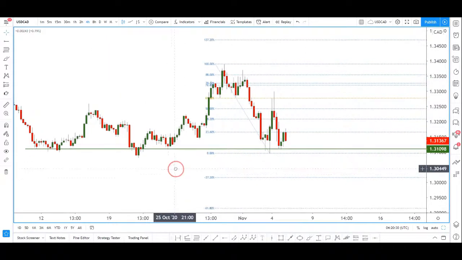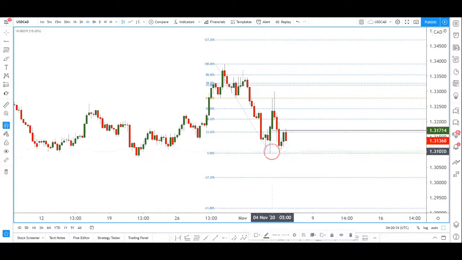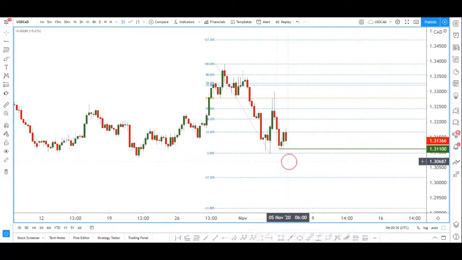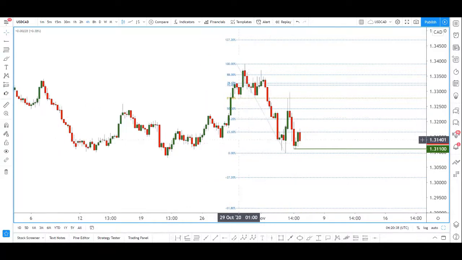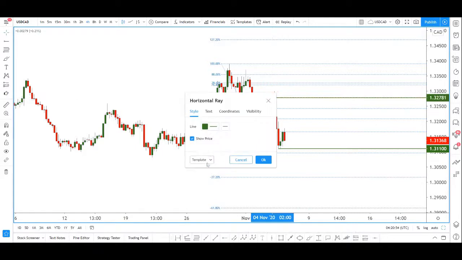On the 4 hours, I'm going to tidy this up, pulling this all the way to the end over here. We see that price has bounced off the low and reacted at the 61.8 before coming back down one more time. So what we can do is have a target at the 61.8 again.